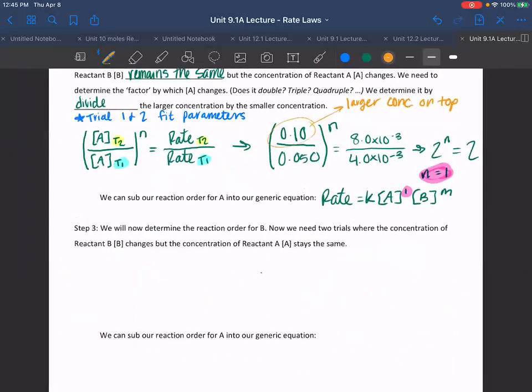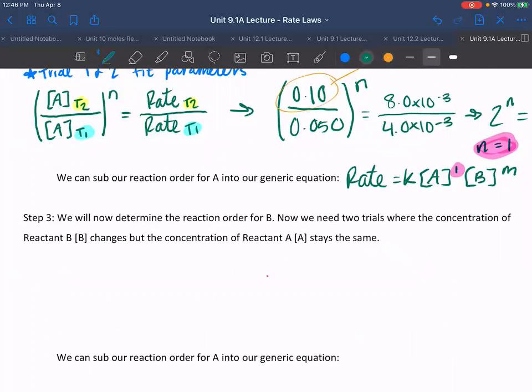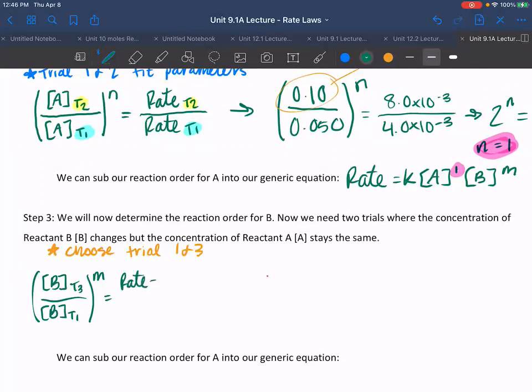So if we go here, now we're gonna put T3 on top because that has the bigger concentration of B. And so I'm gonna put here that we choose trial 1 and 3. Okay, so we have the concentration of B from trial 3. We're going to divide that by the concentration of B from trial 1 to the nth power. Set that equal to the rate from trial 3 divided by the rate from trial 1.